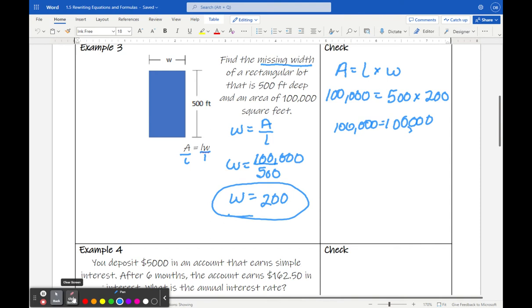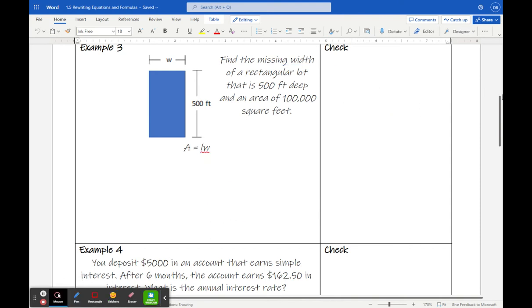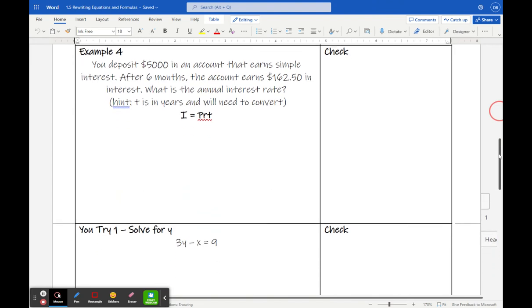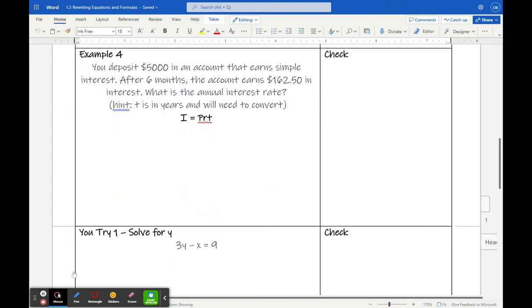All right. So let's kick this up just a little bit more. Come on down to this example. Now, in this example, we're looking at interest. So this is interest equals the principal, which you originally put in, the interest rate, and the time. Now, be careful because here it's given in months, and we need it to be in years. So first off, we're looking for the annual interest rate. That's R. So we're going to divide both sides by PT.